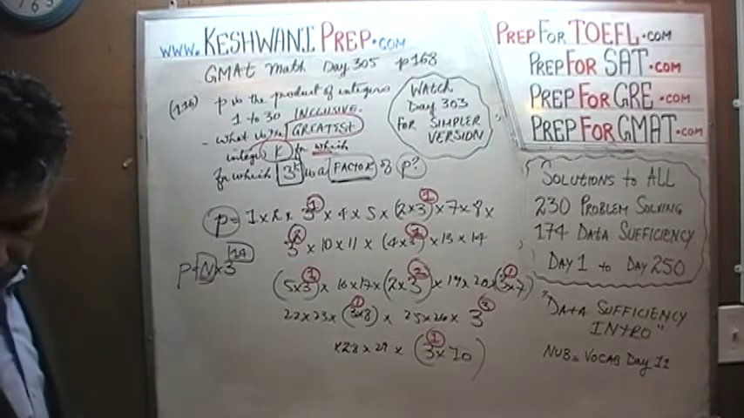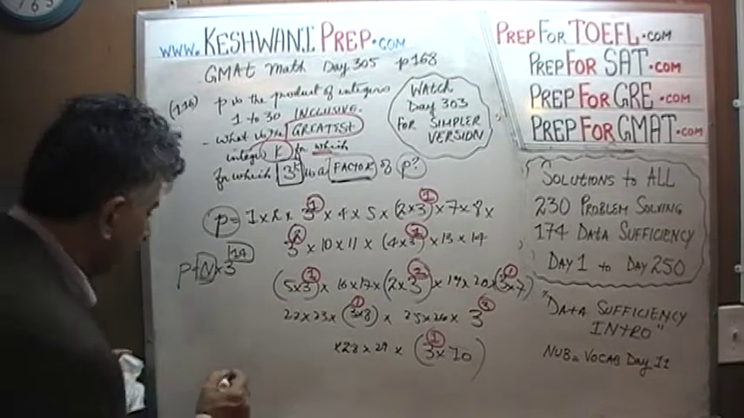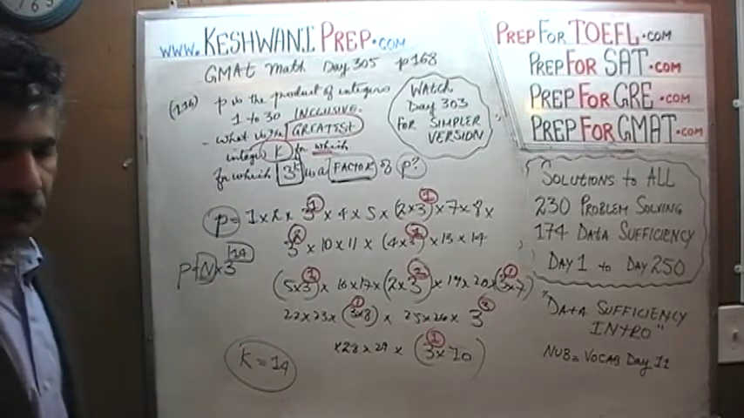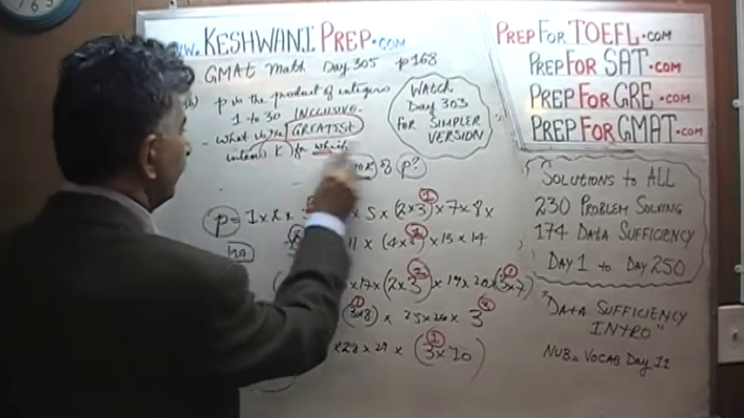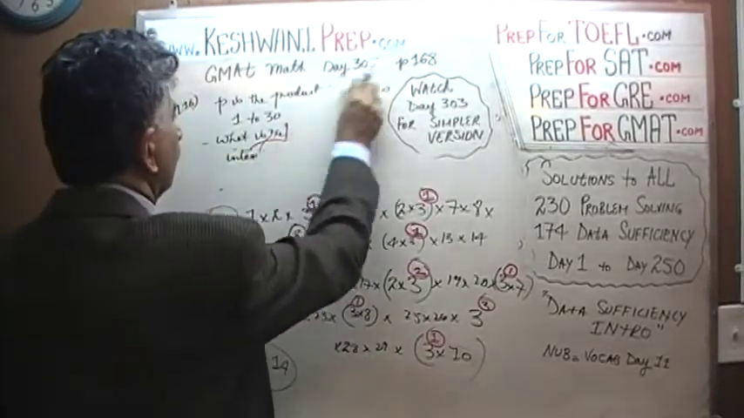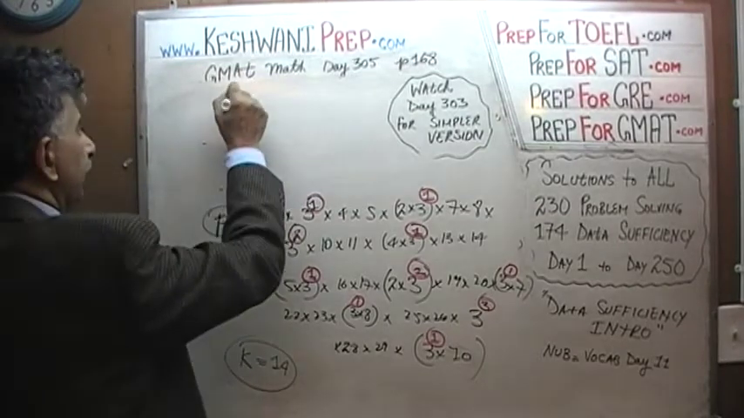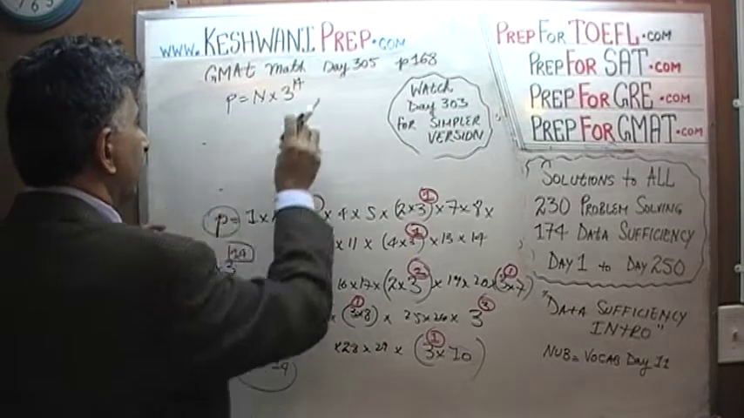I can show you up here if you like. As far as the problem is concerned, we are done. The answer is 14. The greatest value for k is 14. That's all. Let's find out what n is equal to. I'm going to show you in the top here. In this equation, P is equal to n times 3 raised to 14.